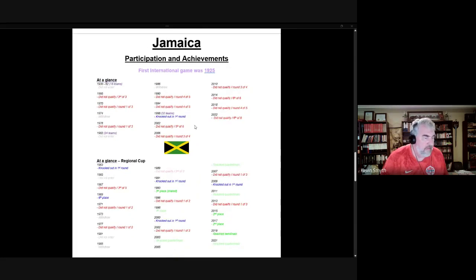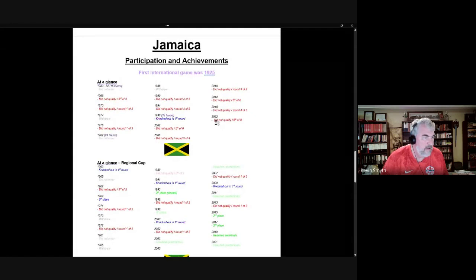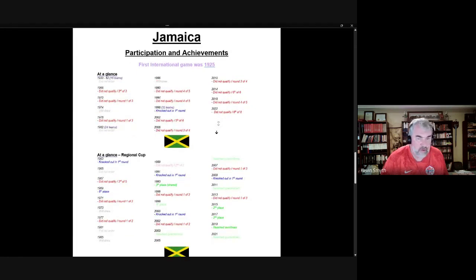And I'm just organizing the graphics a little bit, which I know are a bit small, but that's what we have to work with here.